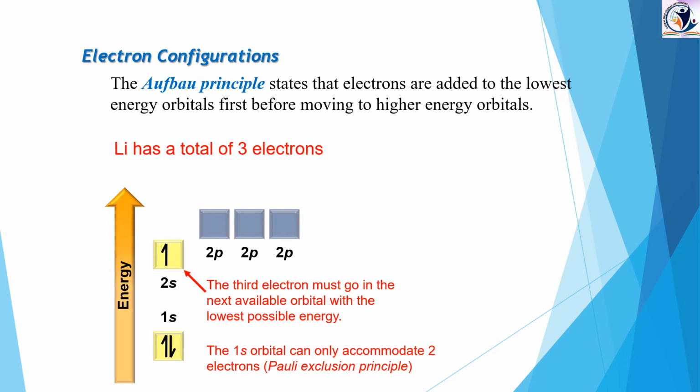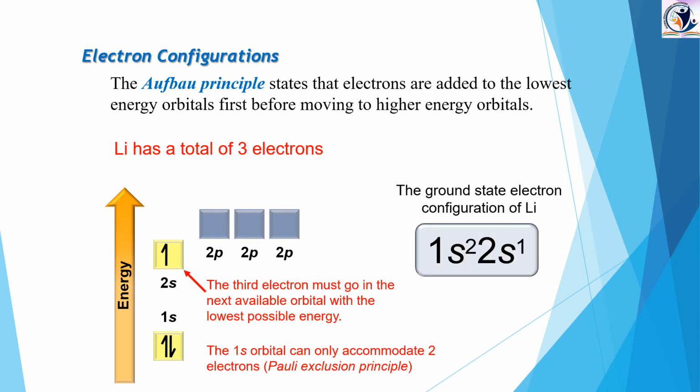The third electron must go in the next available orbital with the lowest possible energy. But it should not go to the 2p. Of course, those are empty, but you should not jump. Once this level is fulfilled, then it should go to the next level. That is the ground state electronic configuration of lithium: 1s2, 2s1. Got it, children?